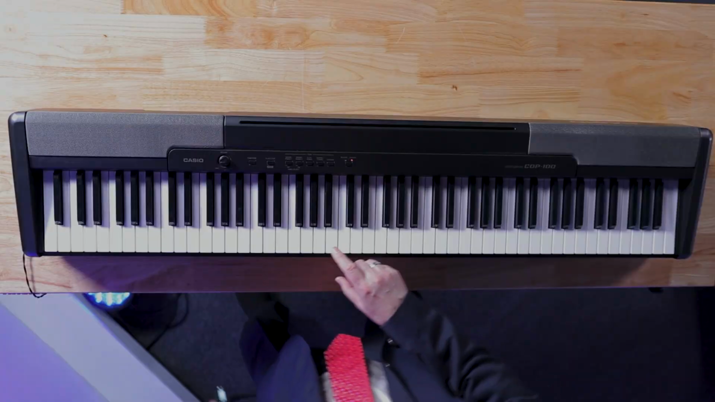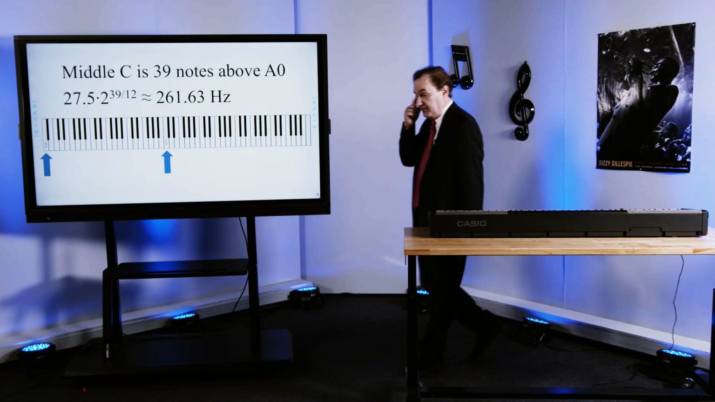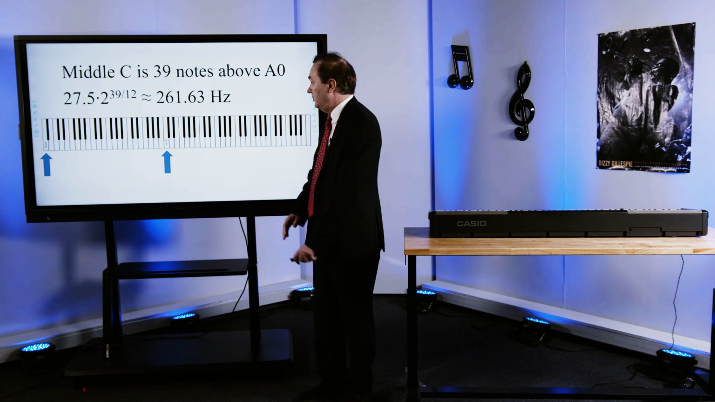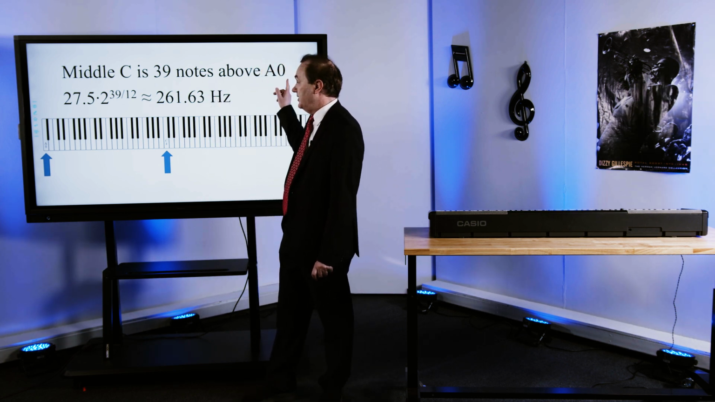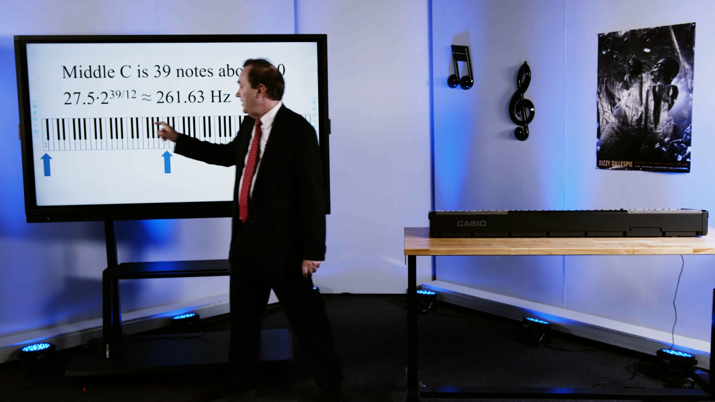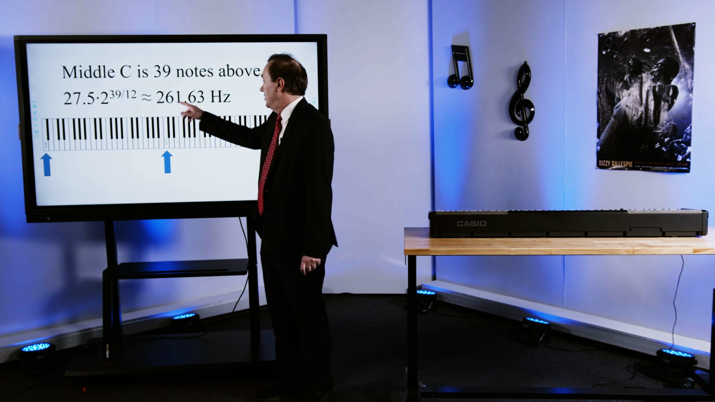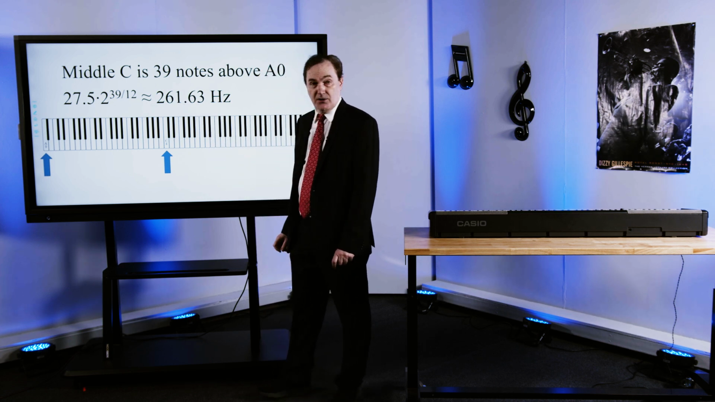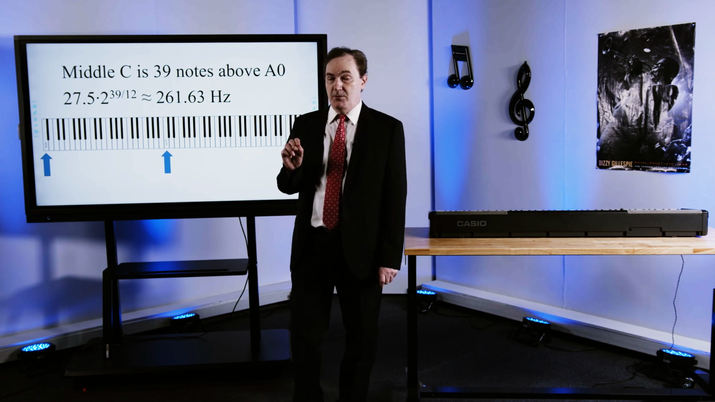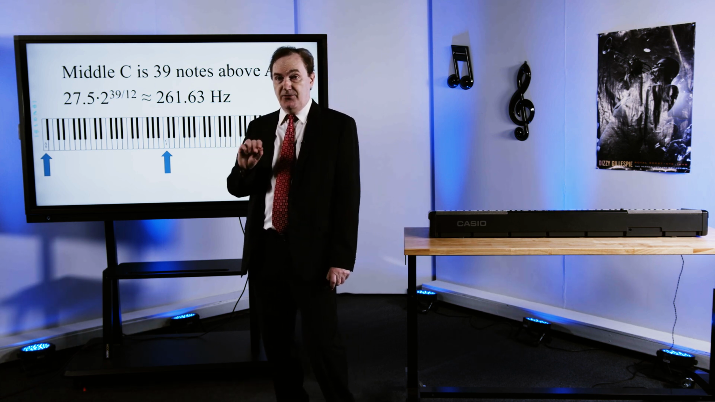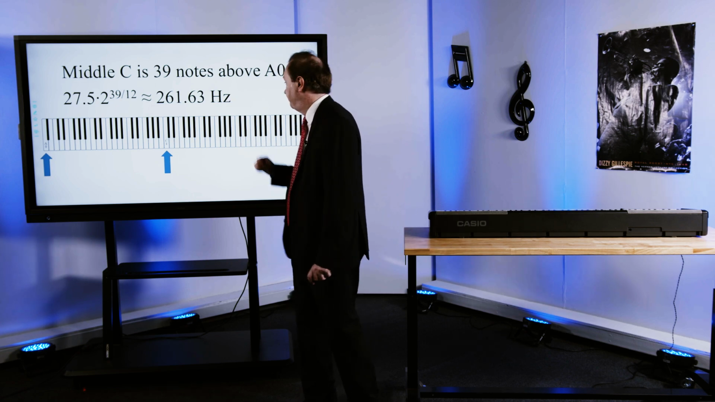Middle C, now before we addressed it in the context of just intonation. But in the equal temperament system, middle C is 39 notes above A0. So its frequency would be 27.5 times 2 to the 39/12, which gives us 261.63 hertz rounded. So that's different from what we had before when we were talking about just intonation. The frequency of middle C was 264 hertz. So you see we're off a little bit here.